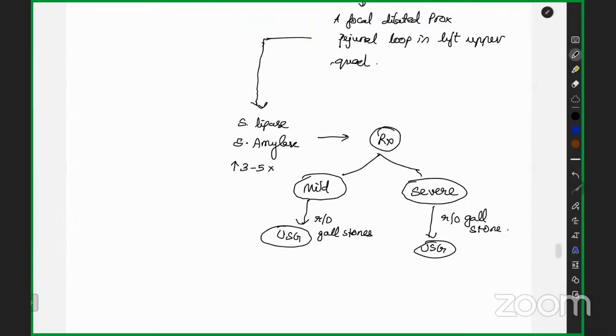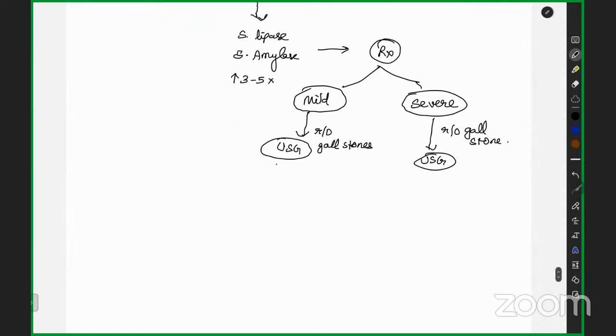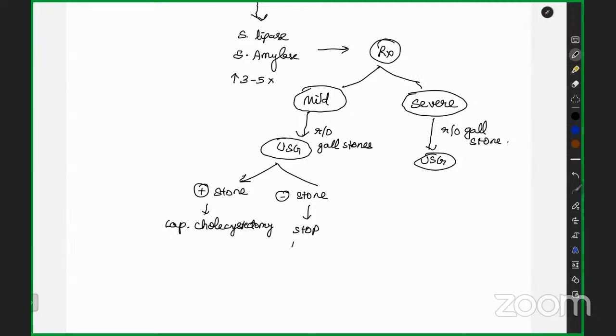Now, in the mild case, you're going to categorize into two: whether stone is present or absent. If the stone is present, you're going to go for lap cholecystectomy, operate on the patient and save the patient. If there are no stones, then find the inciting factors and stop the inciting factor.